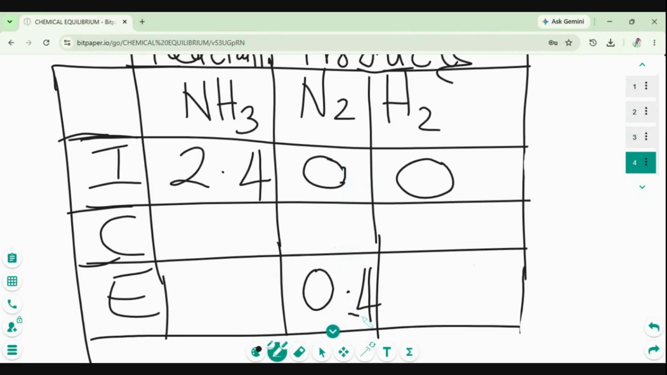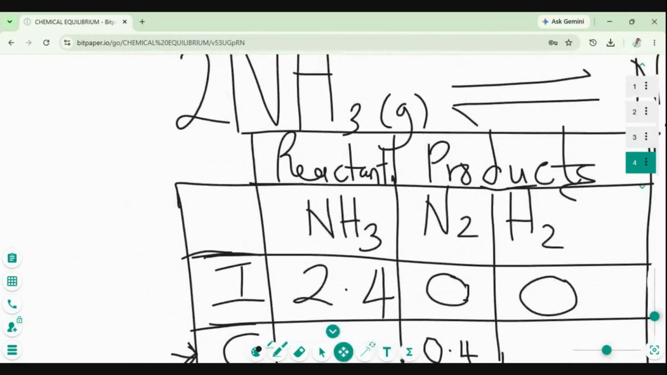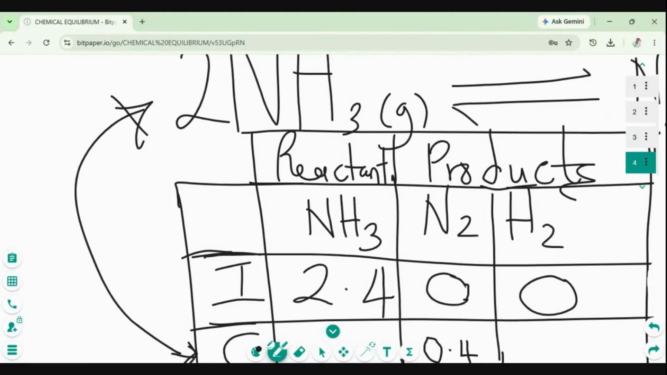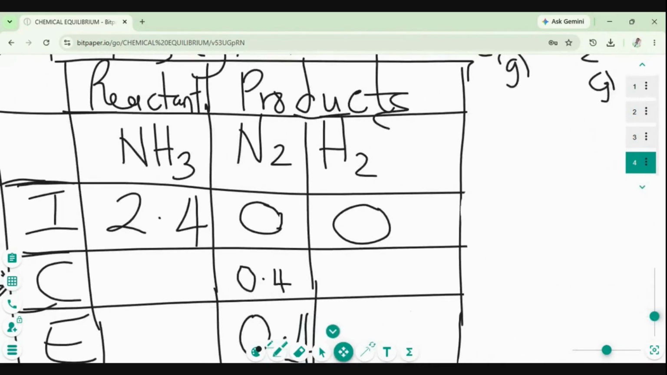Then finally we found out that we have 0.4. It means that we have formed 0.4. Okay. So the moment you have one of them, the moment you have one of the C, remember you can get the rest by getting that C and reusing the stoichiometric amounts. Those are the principles we are going to always follow.